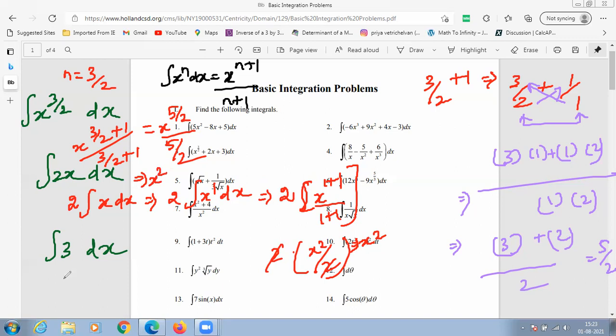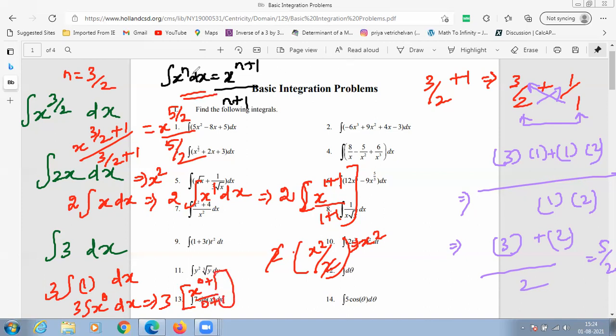And for 3, so 3 will become 3x, right? Because we'll take the 3 and write it as 3 into 1 dx. So 1 can be written as x power 0 dx, which gives x power 0 plus 1 upon 1, by substituting this formula. When you integrate x power n, you will be getting x power n plus 1 upon n plus 1. So which is 3 into x divided by 1. So it's 3x. So integration of 3 will result in 3x, right?